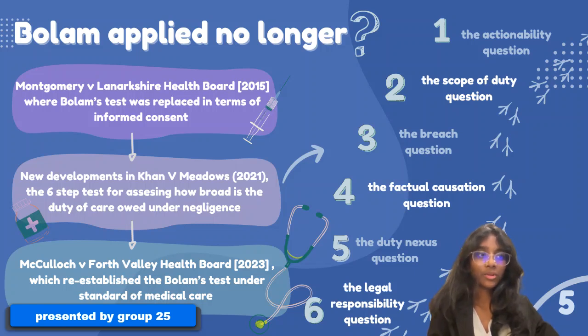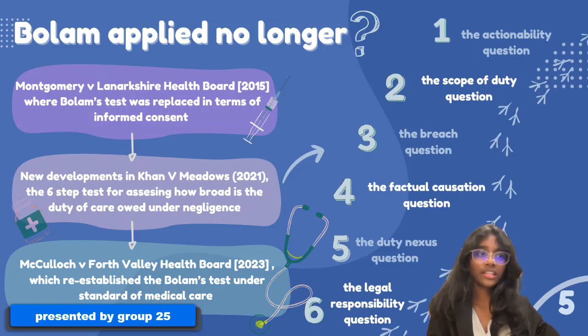The fourth step is called the factual causation question: is the loss for which the claimant seeks damages caused by the defendant's act or omission? The fifth step is the duty nexus question on whether a significant enough link exists between the subject of the duty of care owed by the defendant and the loss suffered by the plaintiff.